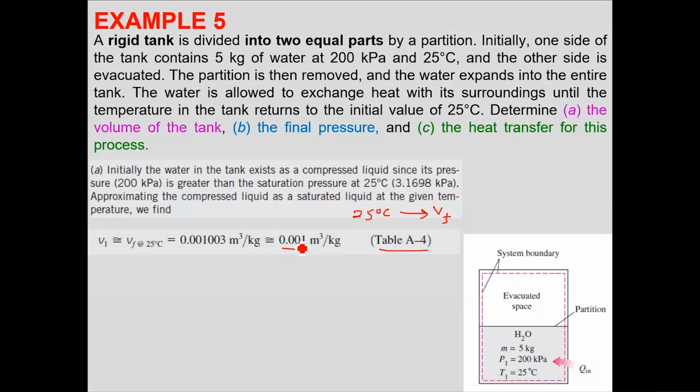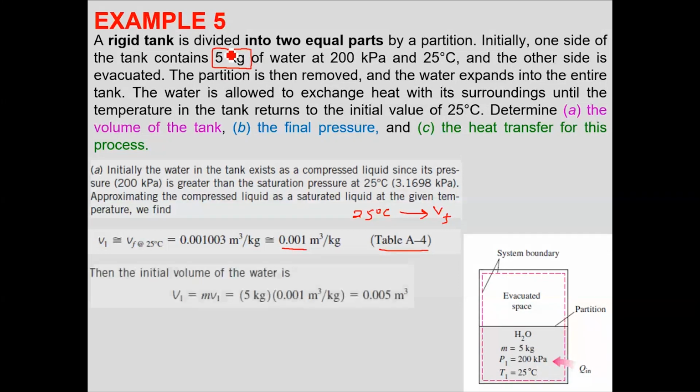If you know the specific volume at state 1, can you find out the volume at state 1? The mass is given to you. Yes, very good. So you simply have to multiply the mass with the specific volume. So this is the volume at your state 1.